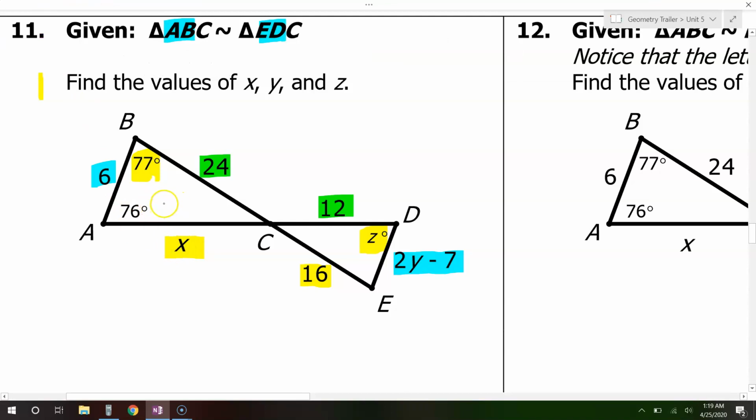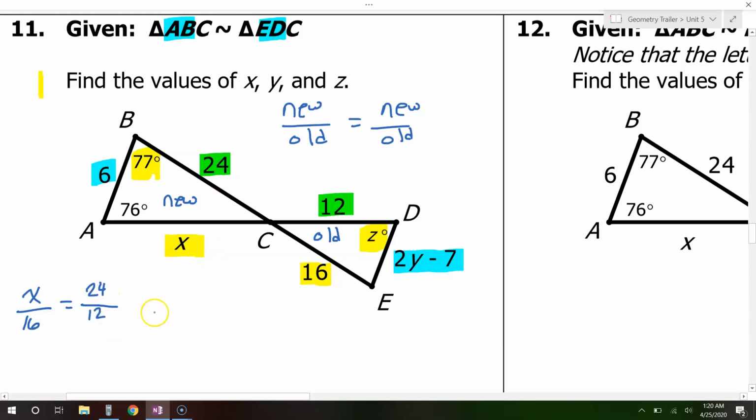Okay, so let's pick one triangle to be new and one triangle to be old. It doesn't matter which one is which, as long as you write your equations in the form new over old is equal to new over old. Look at the yellows, right? The yellow sides first. New over old would be x over 16. Now, I'm not going to do the blues next because there's another variable in here. I'm going to use the greens. So for the green sides, new over old would be 24 over 12.